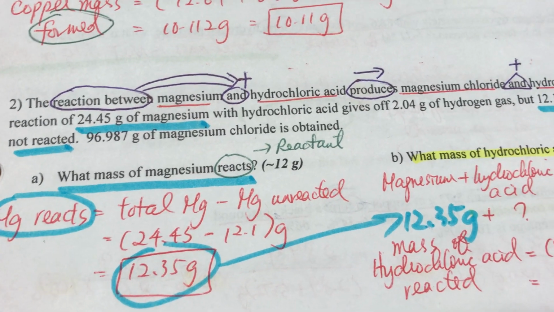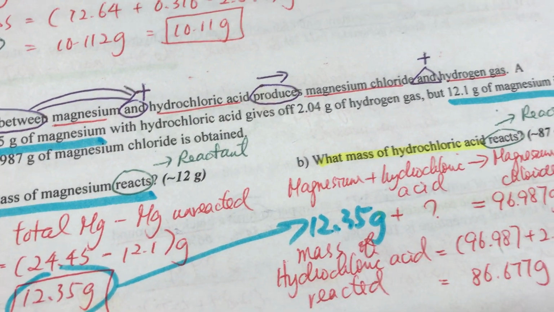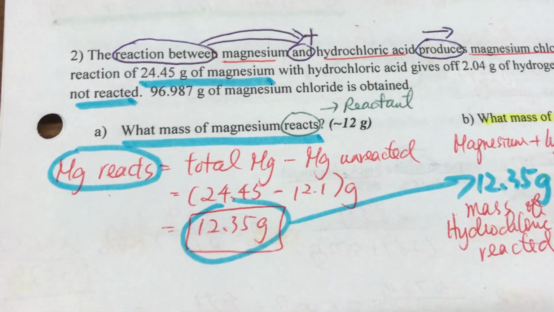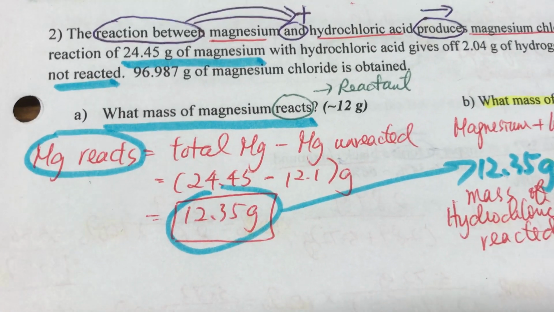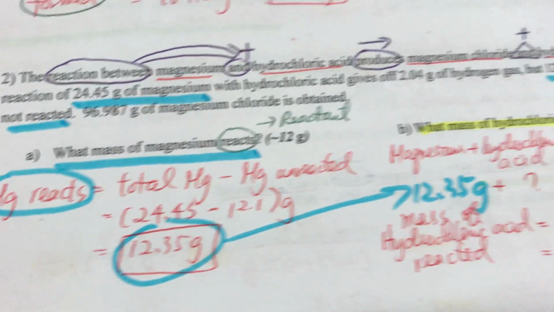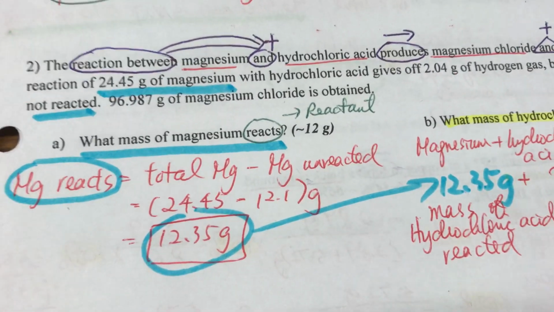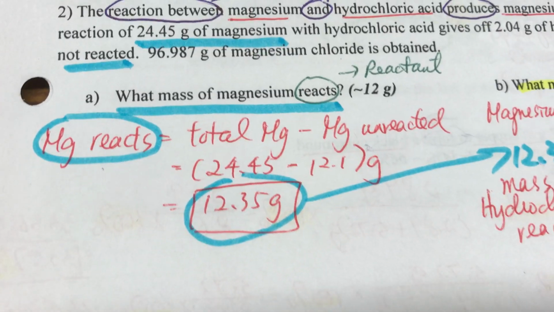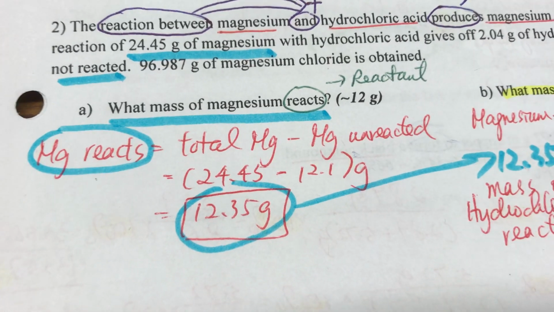24.45 gram magnesium with hydrochloric acid gives off 2.04 gram of hydrogen gas. But there are 12.1 gram of magnesium not reacted. Okay, so it means that I have some leftover magnesium. Magnesium 12.1 gram is left over. That means I actually did not use up all 24.45 gram of magnesium. So how much magnesium did I actually use? How much magnesium did I actually react?